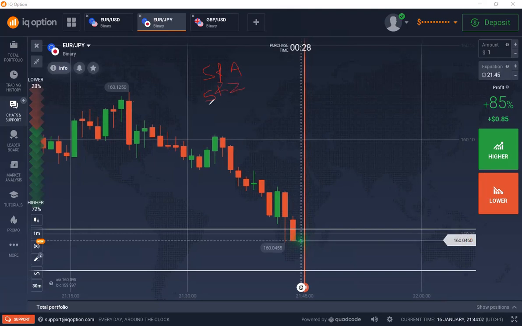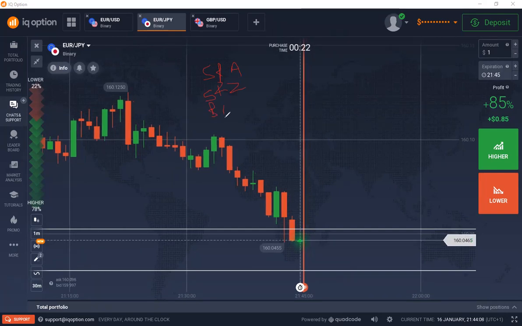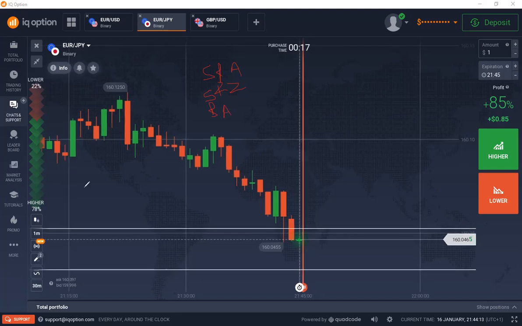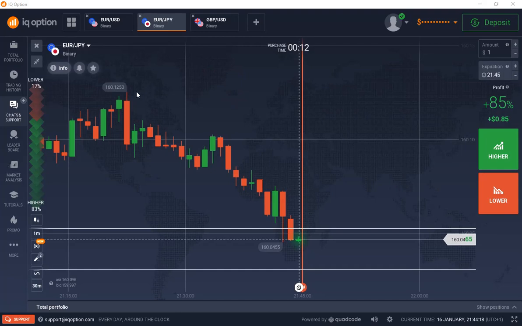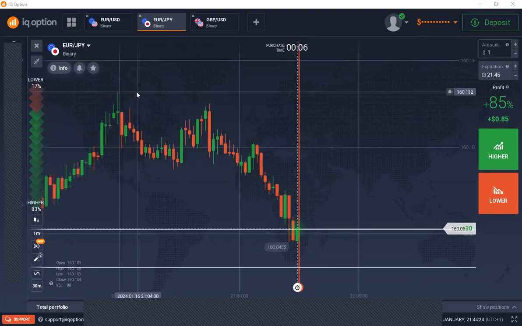There's also a difference between buyers and sellers area, also buyers and sellers zone. So let me first discuss what we mean by support and resistance. Support and resistance is just like a barrier that stops the price from moving upward or moving downward.